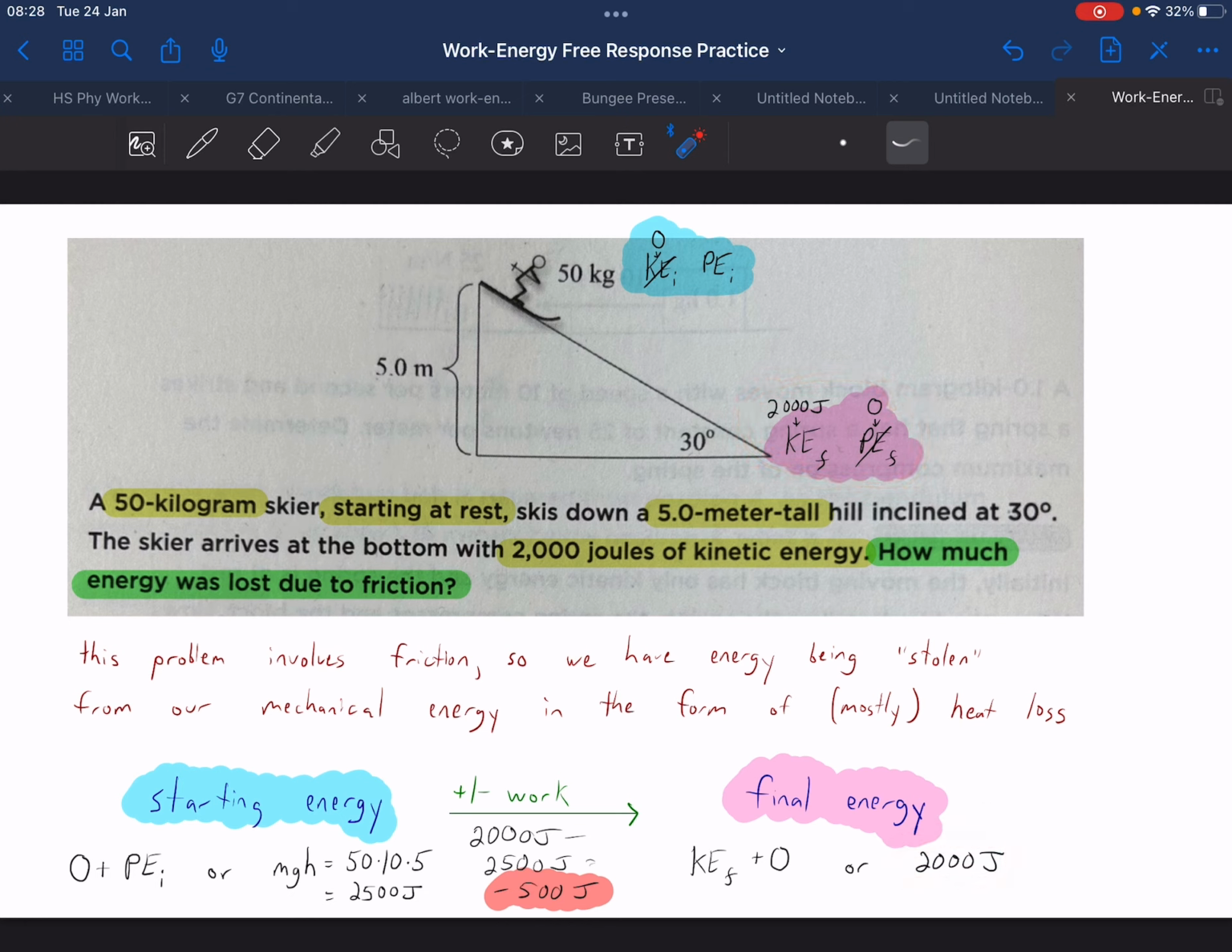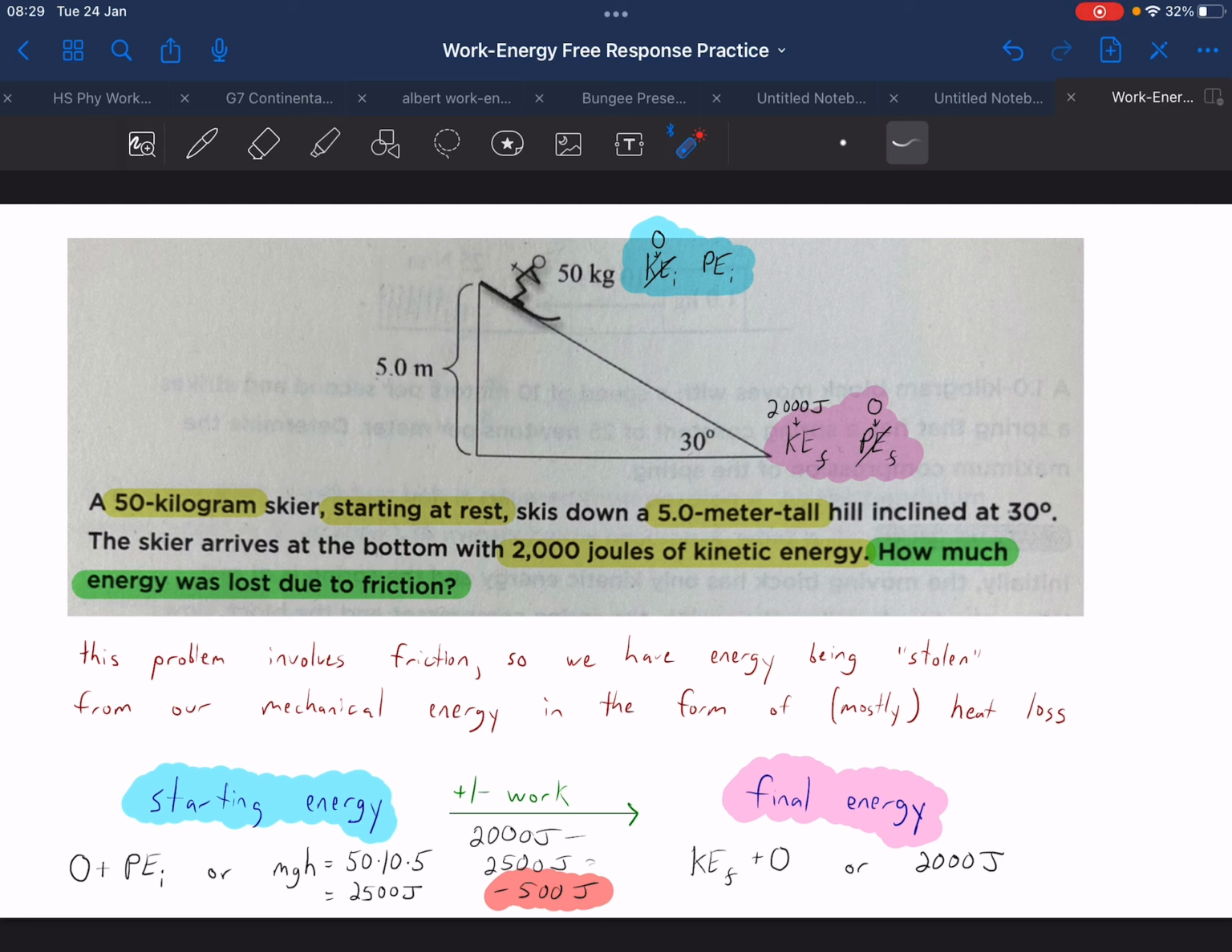Okay, and then to figure out how much energy we lost due to friction, all we do is compare our final energy to our starting energy, and if we subtract final from initial, we'll see that that is negative 500 joules. Okay, that negative is important because we're losing energy in this situation, right?